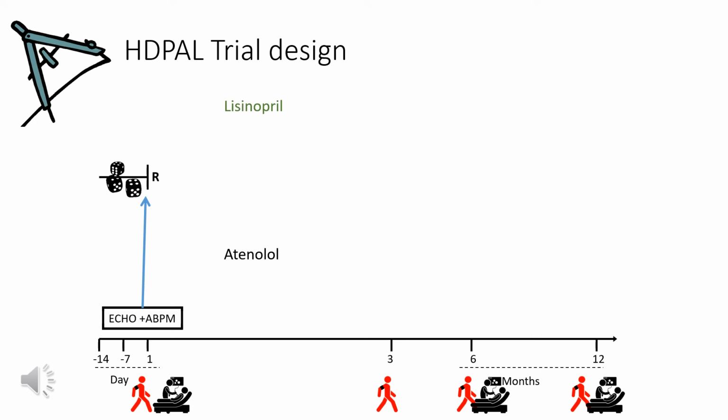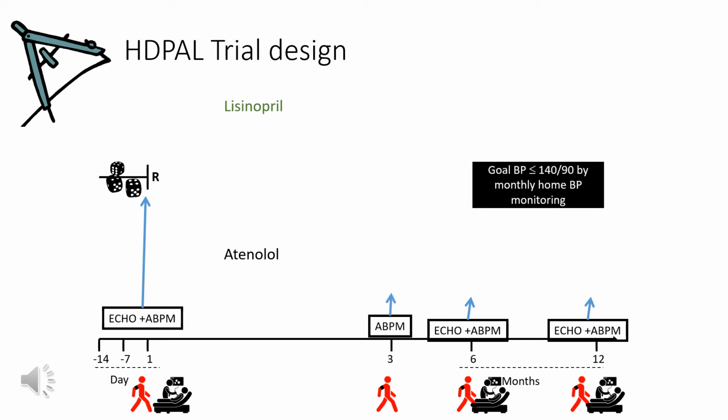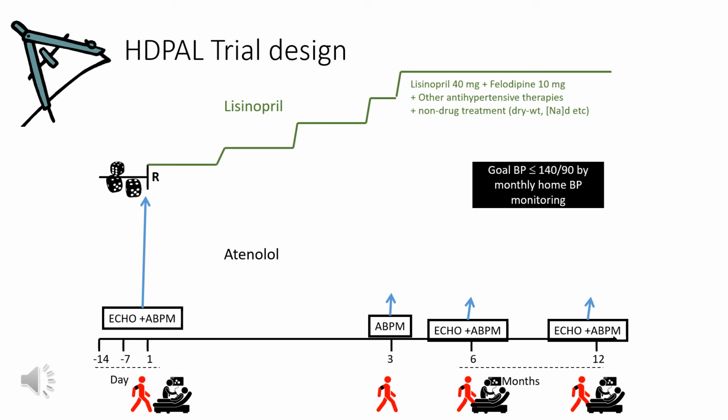They had measurements of echo and ABPM at 6 months and at 12 months. They also had ABPM at 3 months. Our goal was to control home blood pressures to less than 140/90 by monitoring it every month, and the way we got it down was to add other antihypertensive drugs, but more importantly, pay attention to non-pharmacologic therapies, for example, adjusting the dialysate sodium and probing dry weight.